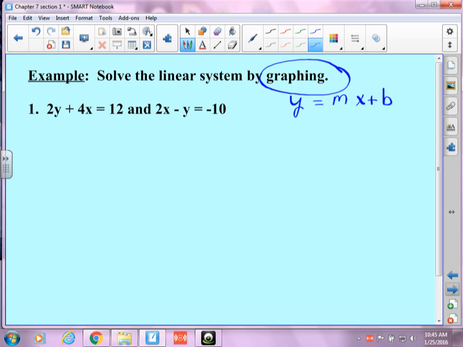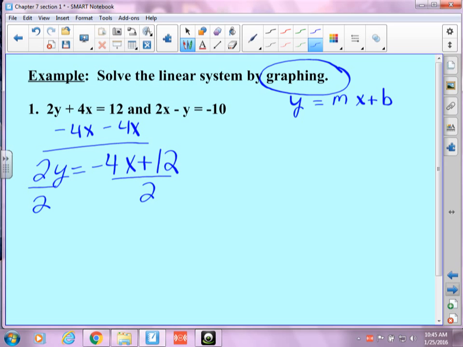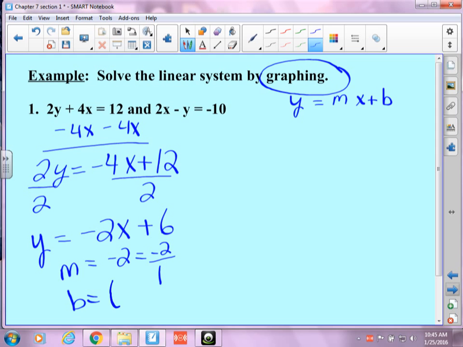First equation, how do I get it in that form? Subtract 4x. So 2y equals negative 4x plus 12. Does the 4x have to come first? Yep, got to. Okay, now what? Divide by 2. Have we done this before? A lot, haven't we? Y equals what? Negative 2x plus 6. What's my m? Negative 2 or negative 2 over 1, and my b is 6.